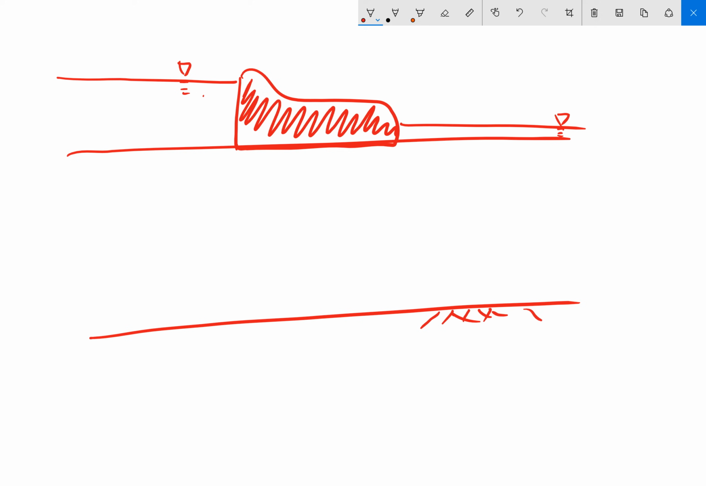For instance, if this is impermeable rock, water's not going to flow down through here into the rock, flow through the rock and out, up and back again. That's not going to happen. We have to respect that boundary condition.